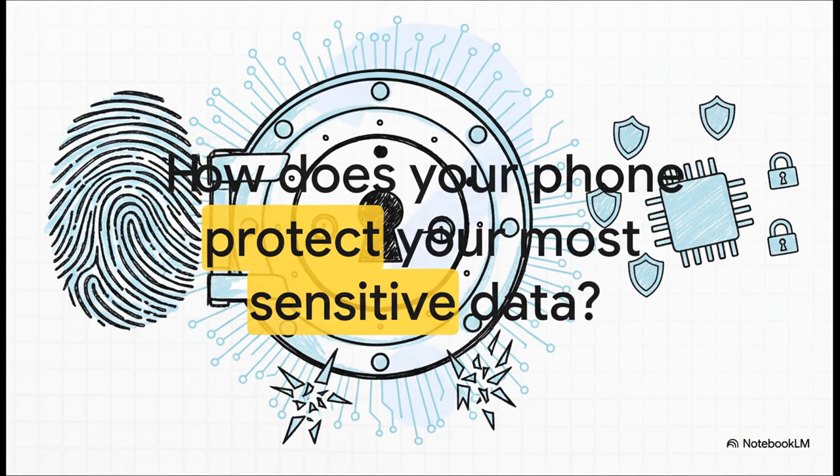I mean, when you unlock your phone with your fingerprint, that data, your unique biometric print, has to be completely walled off from every other app, every potential piece of malware. So how does it do it? Well, the answer lies in a hidden, high-security vault that's built directly into your device's processor.